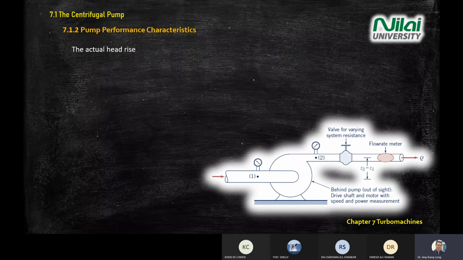All right. Now there's an equation to calculate the actual head, actual, not ideal. The actual one is given by this equation: HA equals P2 minus P1 divided by specific weight, plus Z2 minus Z1, plus the difference of velocity, V2 squared minus V1 squared, divided by 2g.